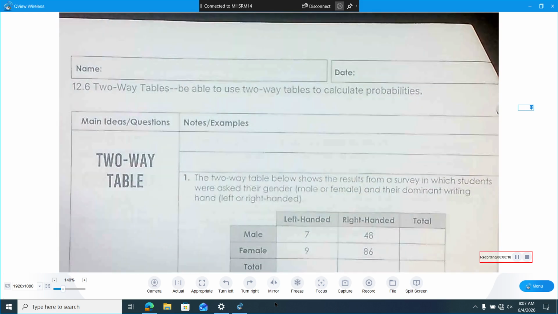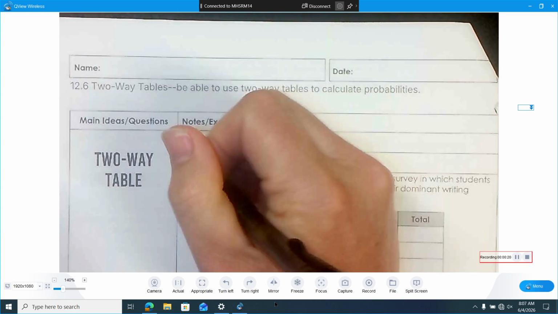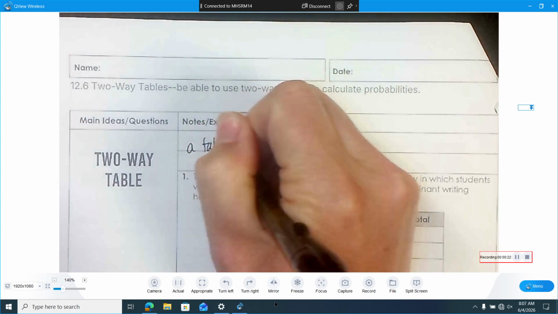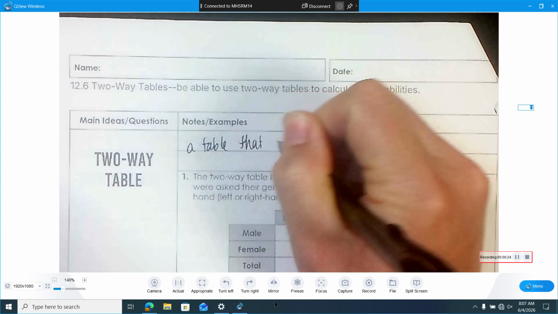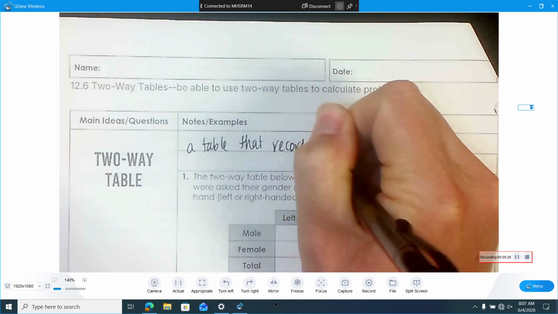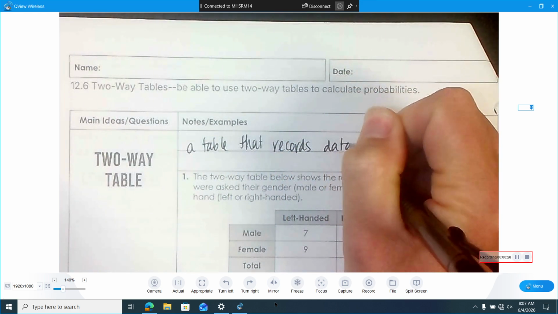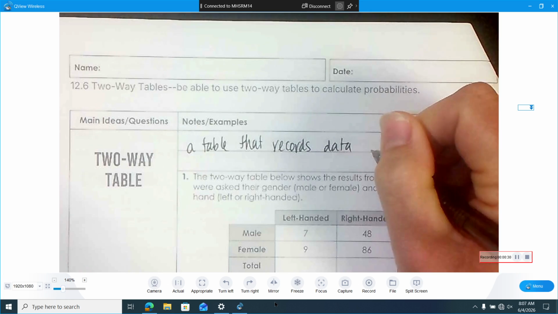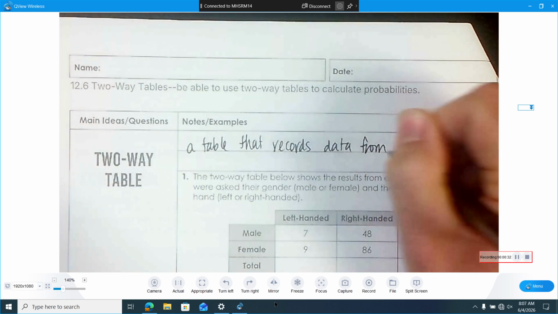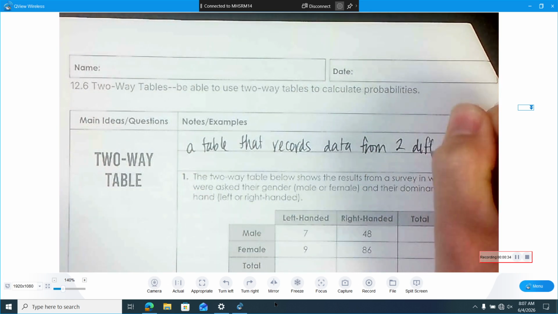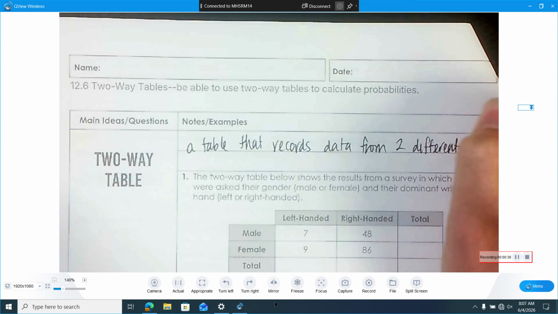And so a two-way table is a table that records data from two different categories.